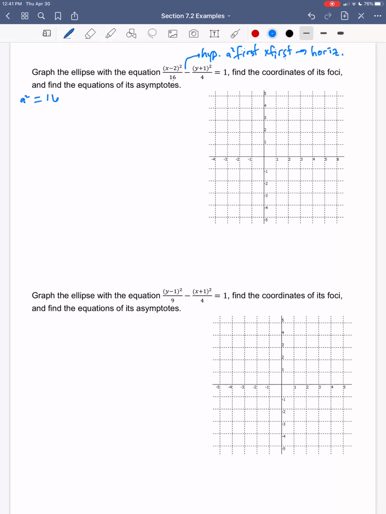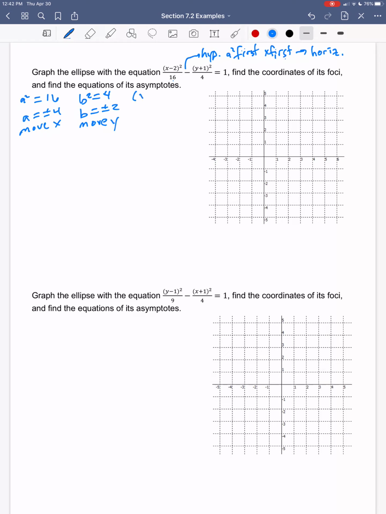So my a squared is 16. That means a equals plus or minus 4. That's under the x, so that's how far I'm going to move in the x direction. My b squared is 4. That's in the denominator of the second fraction. So b is plus or minus 2. That's under the y, so that's how far I'm going to move in the y direction.